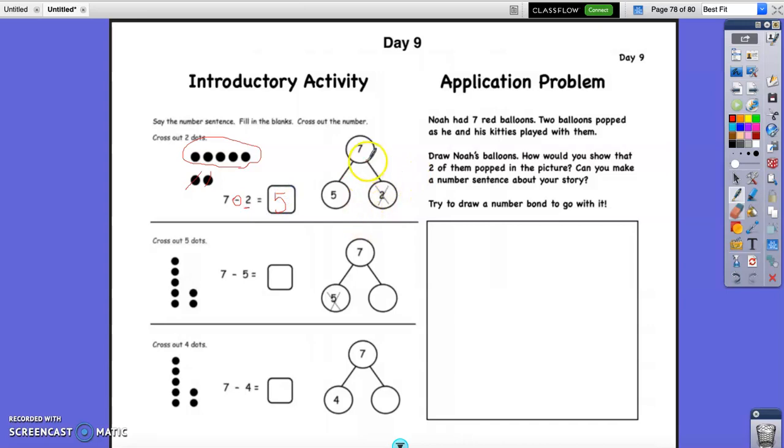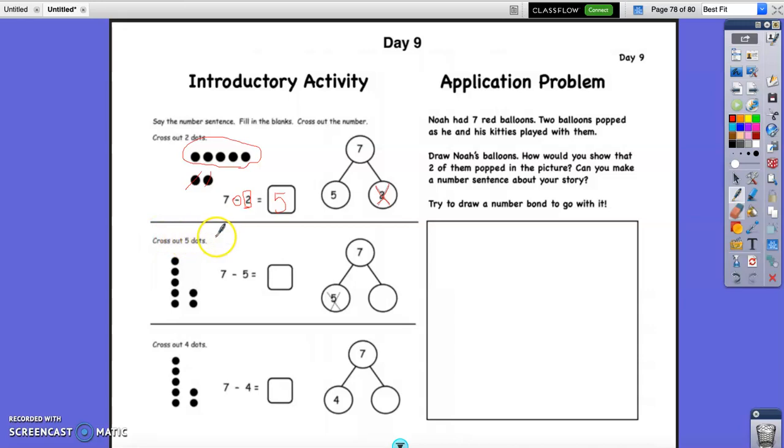And then they said mark it out over here. Mark out the part that we did know, not the part that we did not know. So you see we didn't mark out the 5, because we knew that it was 2, but we did not know it was 5. That's what we had to figure out. Okay?